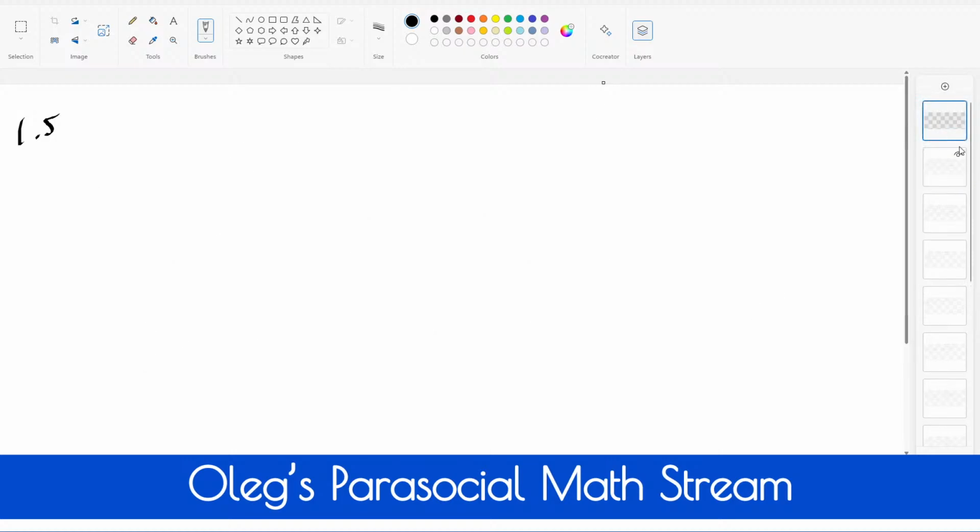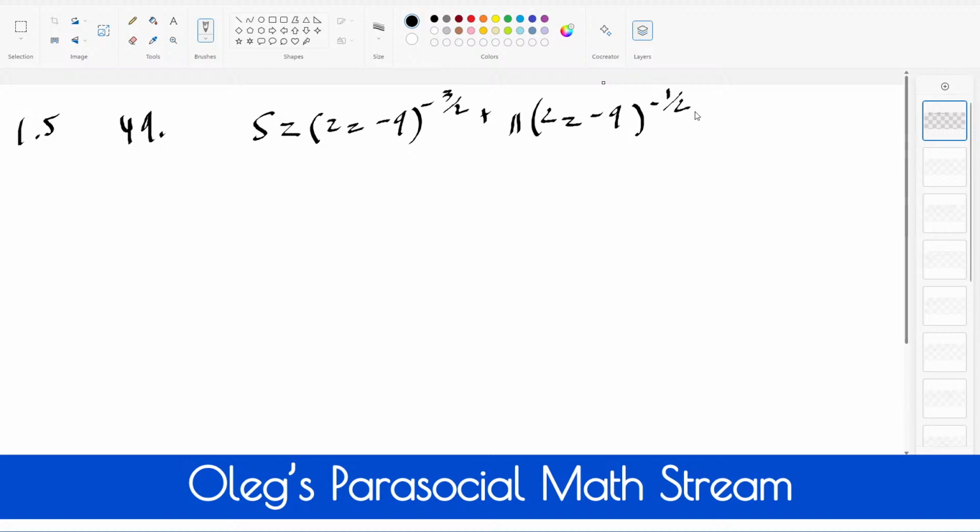All right, and now we have 49: 5z times 2z minus 9 to the negative 3/2, plus 11 times 2z minus 9 to the negative 1/2. Okay, so which of the numbers is smaller?